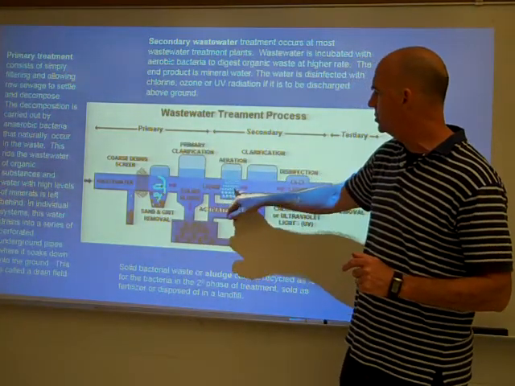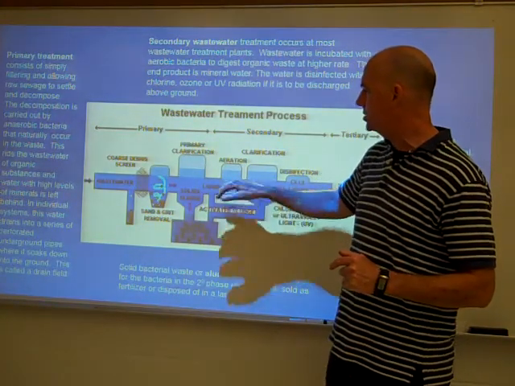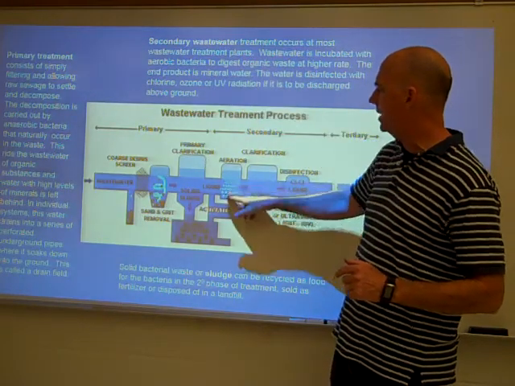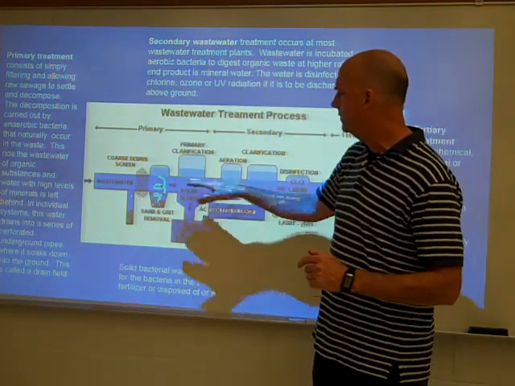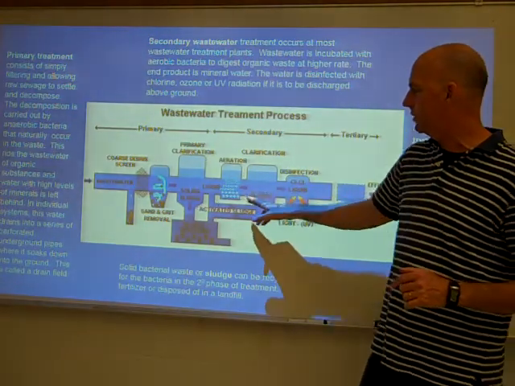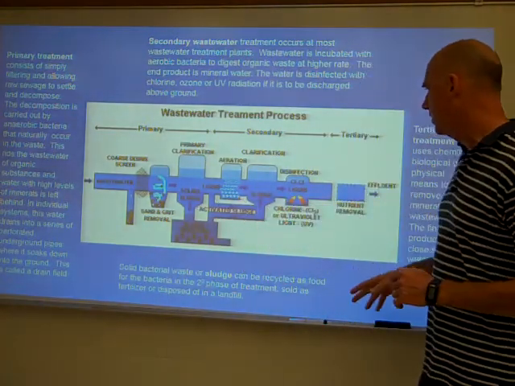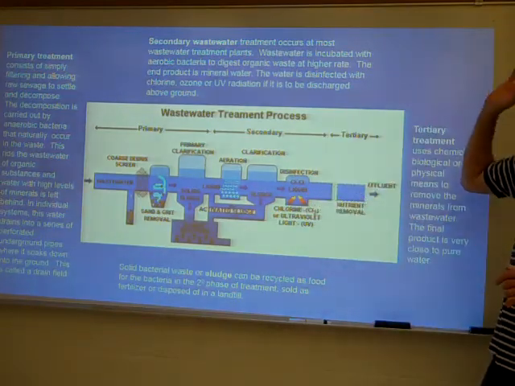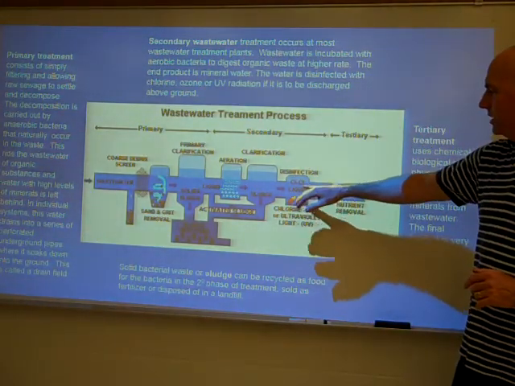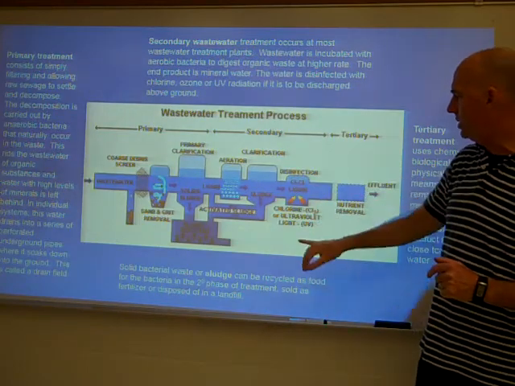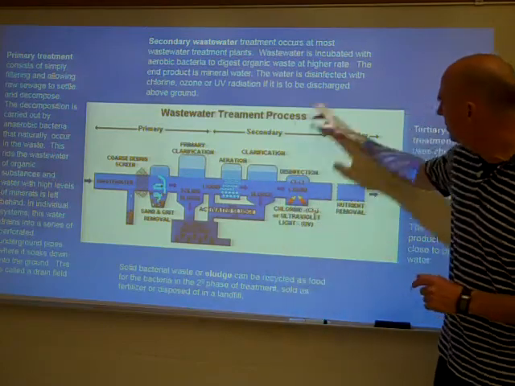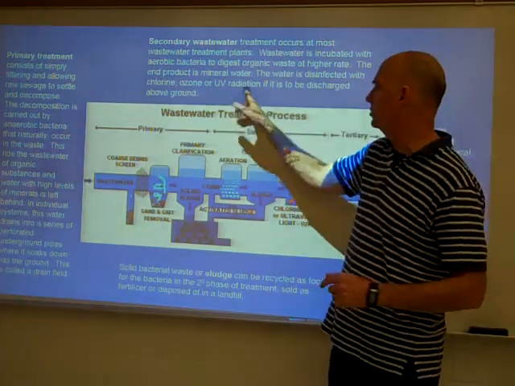From there, it goes into an aeration system where aerobic bacteria increase the rate of digestion of organic waste. So that's important to know, that's a defining characteristic of secondary wastewater treatment. And if these things are to be discharged above ground and exposed, you gotta disinfect it. So they may use chlorine, may use UV light, or ozone. They didn't put ozone in there, but I think I listed it down here somewhere. Yeah, chlorine, ozone, or UV radiation.